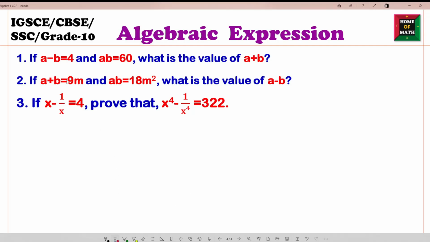Algebraic expression. First question, if a minus b equals 4 and ab equals 60, what is the value of a plus b?